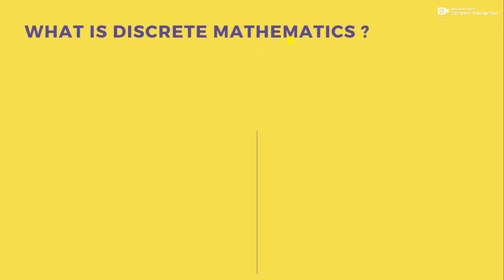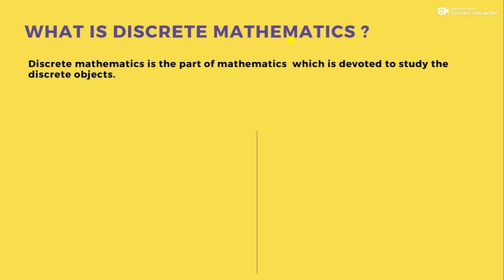Before starting any course, first we need to have a clear understanding about the course, and about why we need to study this subject. So in this slide I'm going to give the definition of discrete mathematics. Discrete mathematics is the part of mathematics which is devoted to studying discrete objects. It is the field of mathematics which is usually used to study the behavior of discrete objects.